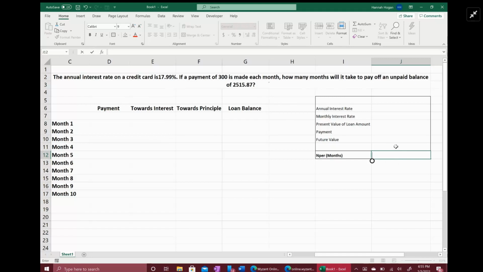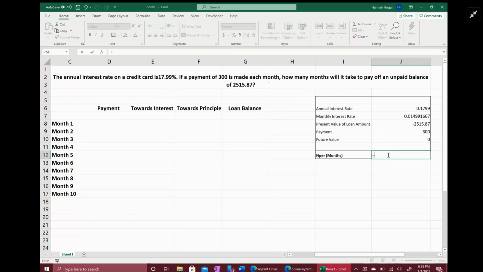So to use the formula, you have to first put in some inputs. Our annual rate is 0.1799 per year, but you're going to be making monthly payments, so we need your monthly rate, or your periodic rate. That's just your annual rate divided by 12 for 12 monthly payments. The present value is basically the outstanding balance on the credit card. I know I keep saying loan, so sorry in advance. The payment is going to be $300. The future value is going to be 0 because at the end, you're going to expect to pay it off in full.